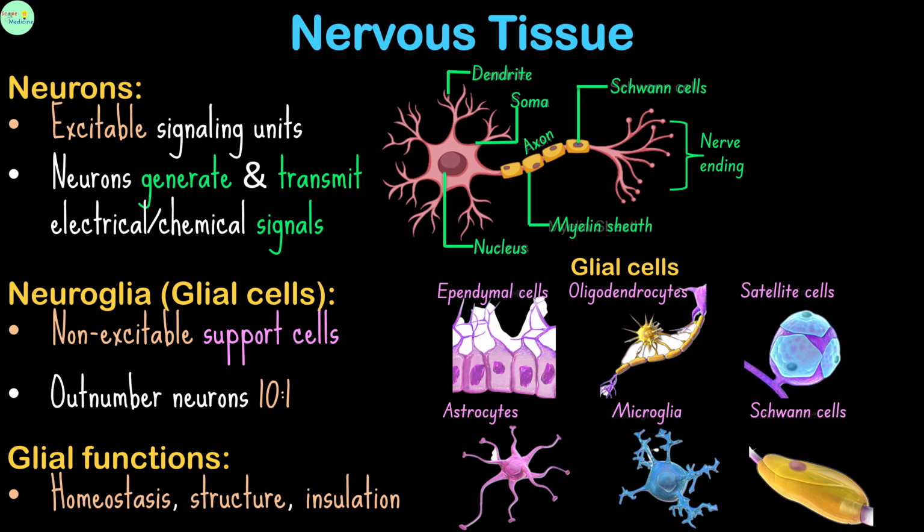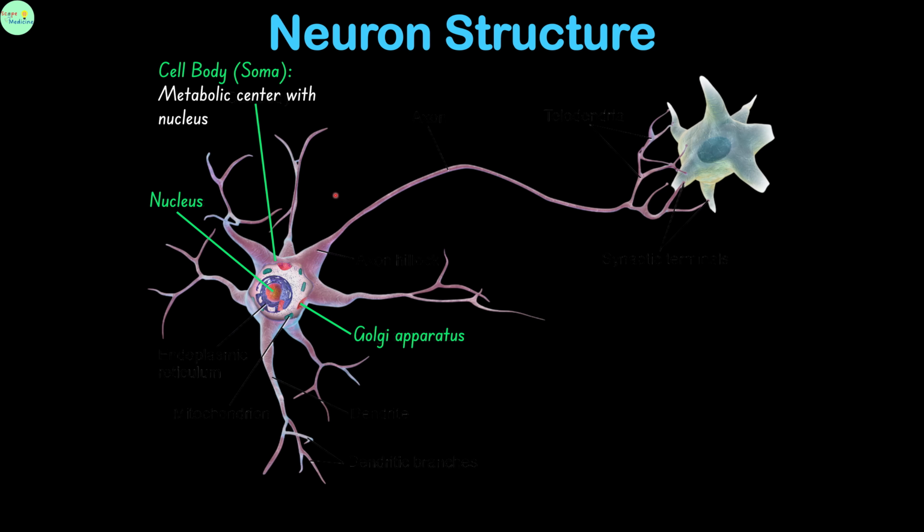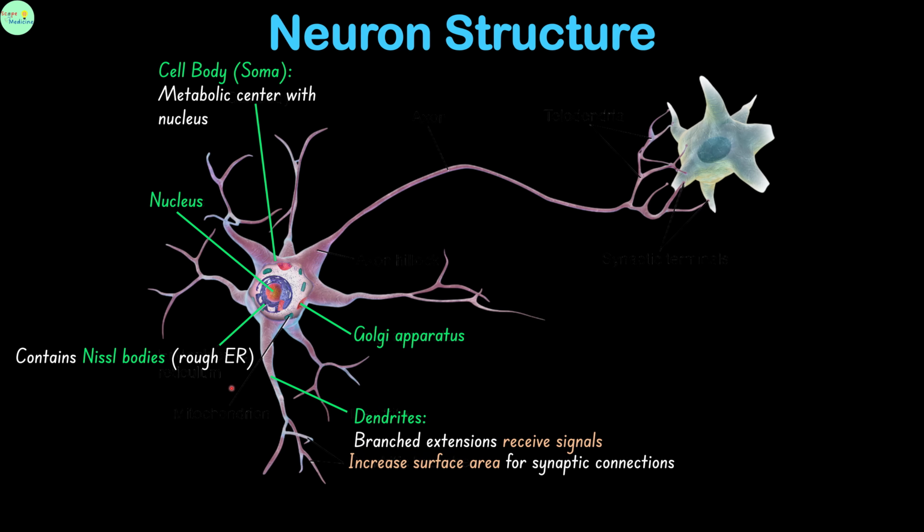Understanding the detailed anatomy of a neuron is key. The cell body, or soma, serves as the metabolic and biosynthetic center of the neuron. It contains the nucleus and prominent clusters of rough endoplasmic reticulum called Nissl bodies, which are responsible for intense protein synthesis. The soma integrates the multitude of incoming signals.